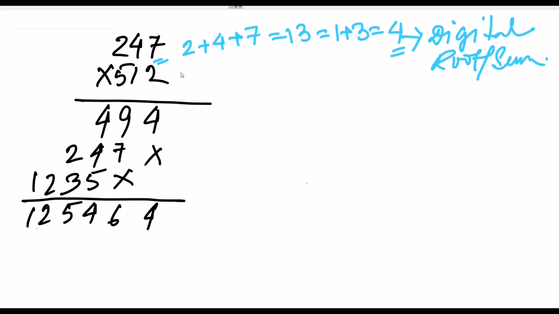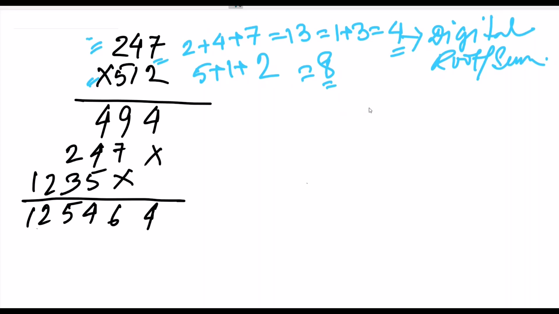So similarly, let's add up the digits of 512. So 5 plus 1 plus 2, this comes to 8. Now, as we have got a single digit number, we don't need to do anything more here. One important thing to note is that if either of these numbers were a single digit number, then we wouldn't have to do any of these calculations at all, right?